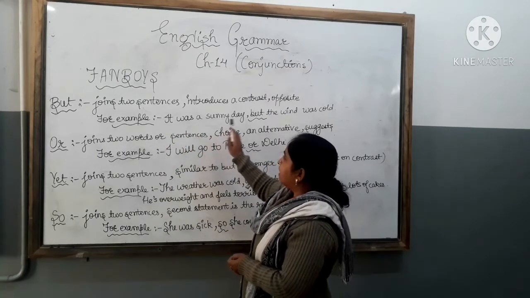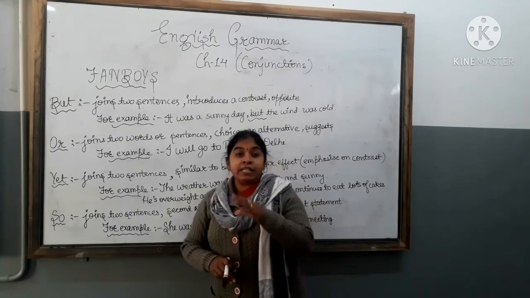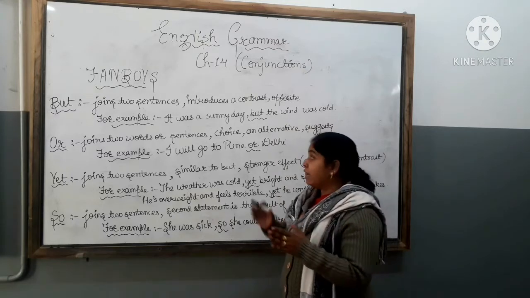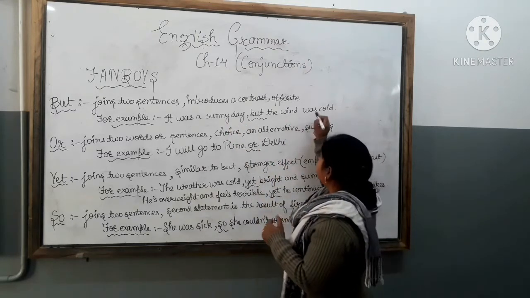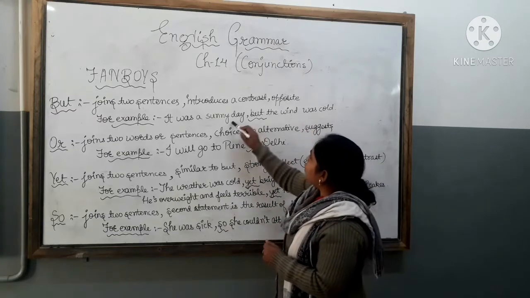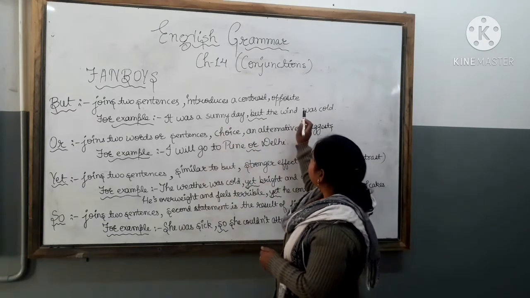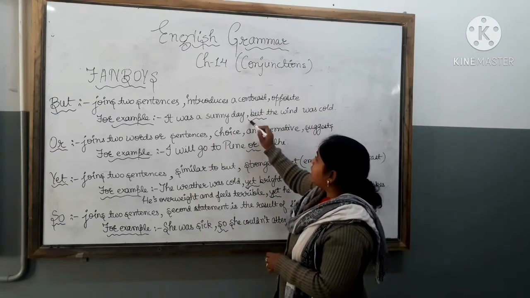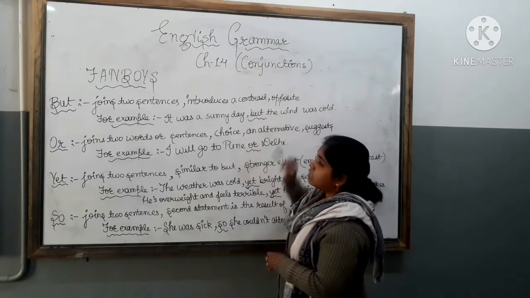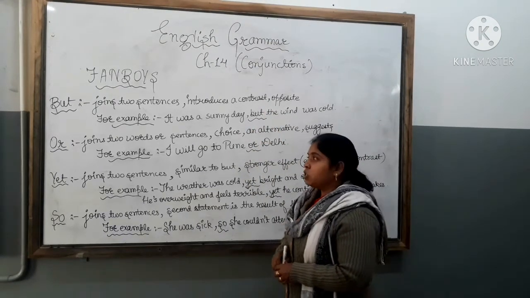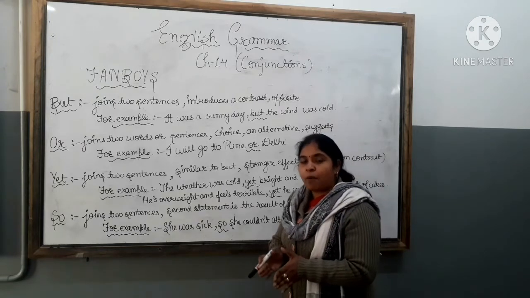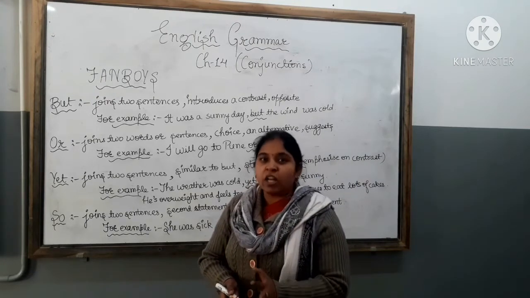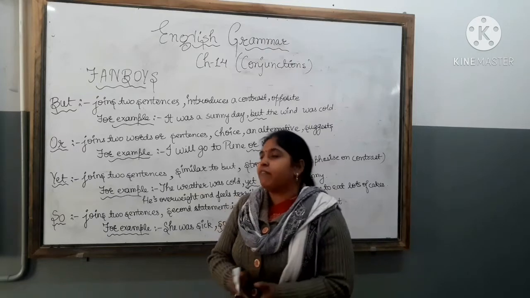Here we have an example. It was a sunny day. Sunny day means there is a sun in the sky. But the wind was cold. Still the day is sunny, but the wind is cold. It means we are talking about two opposite things, sunny and cold wind. That's why we use the but conjunction to denote opposite things in two sentences. Okay, students? So in this manner we use but when we talk about opposite statements, when two sentences are opposite to each other.